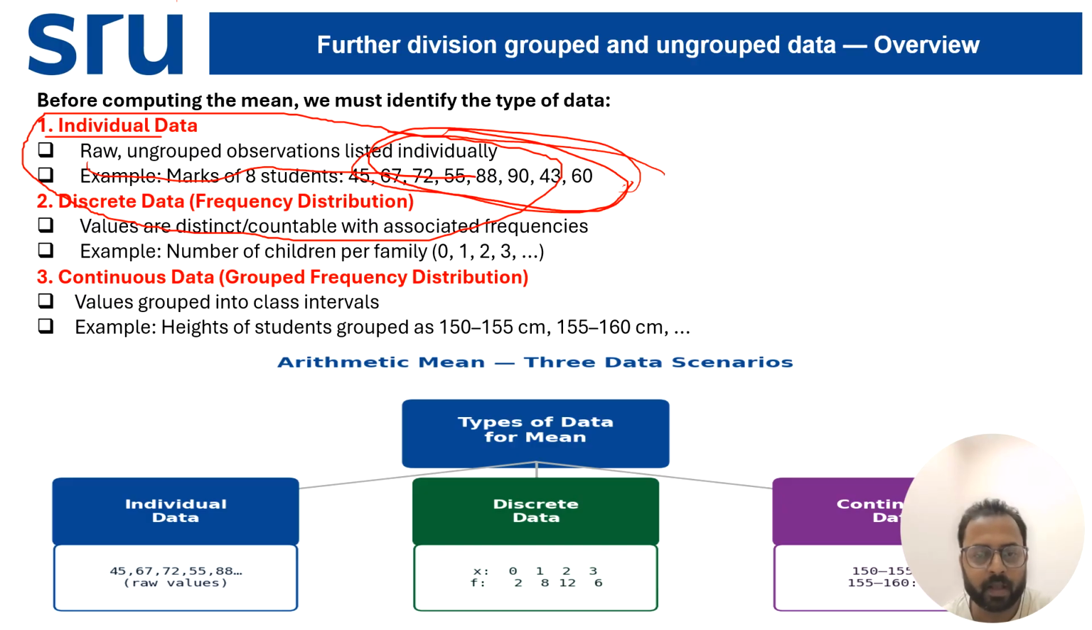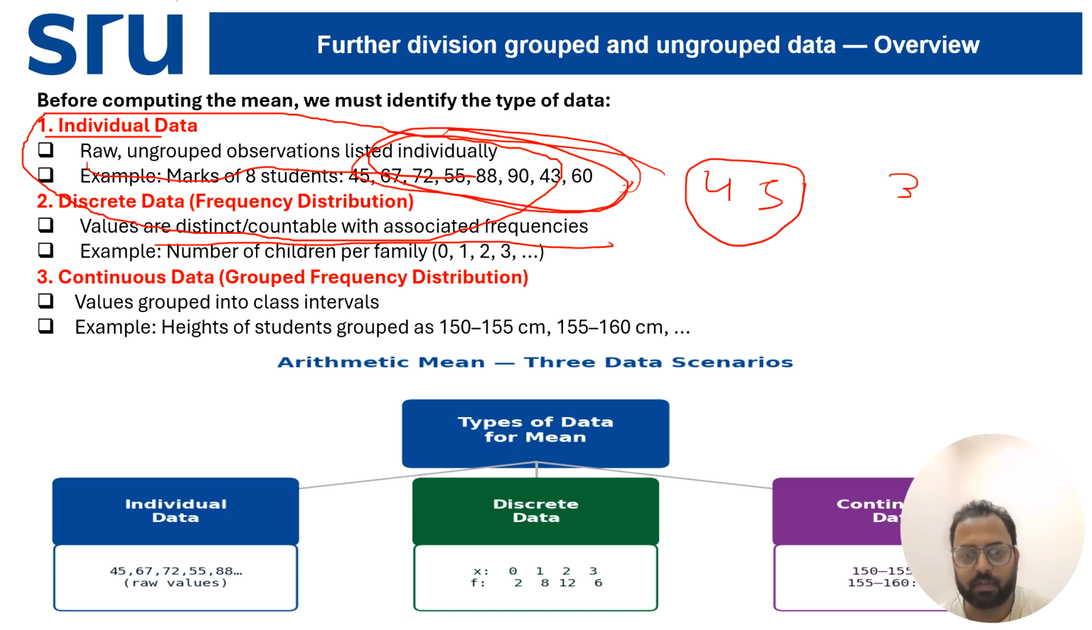Discrete data is a frequency distribution. Values are distinct with associated frequencies. Frequency tells us how many times each value occurs. Suppose that we have 45 marks and frequency is 3. It means 3 students got 45 marks. This is the meaning of frequency.